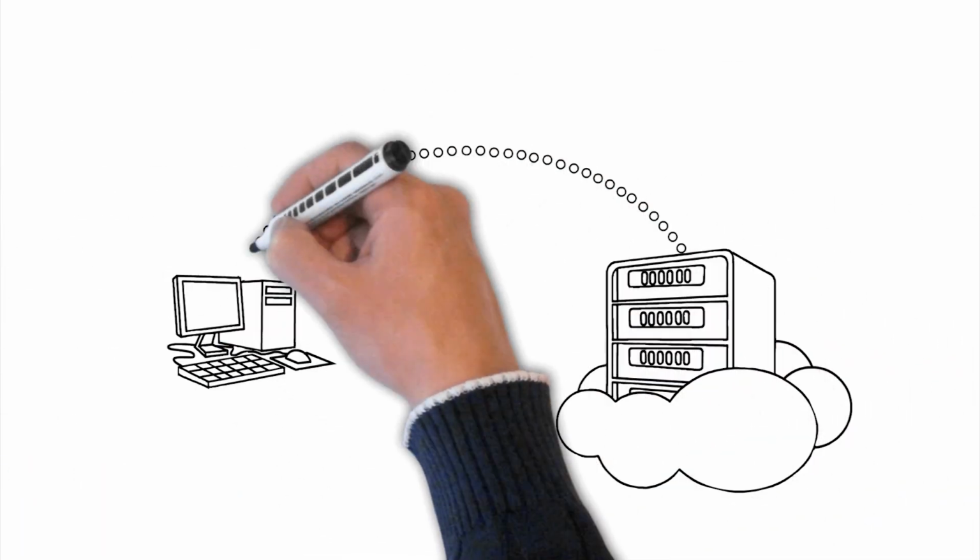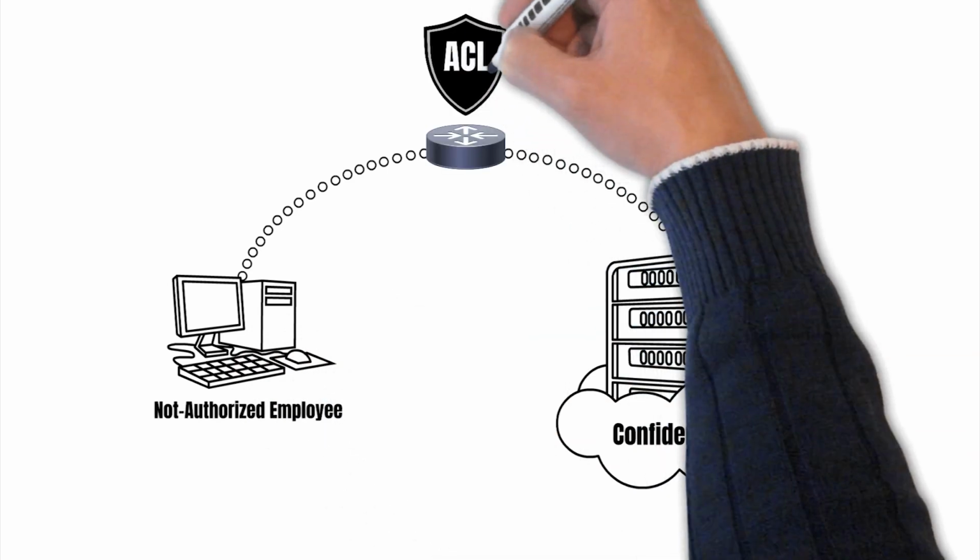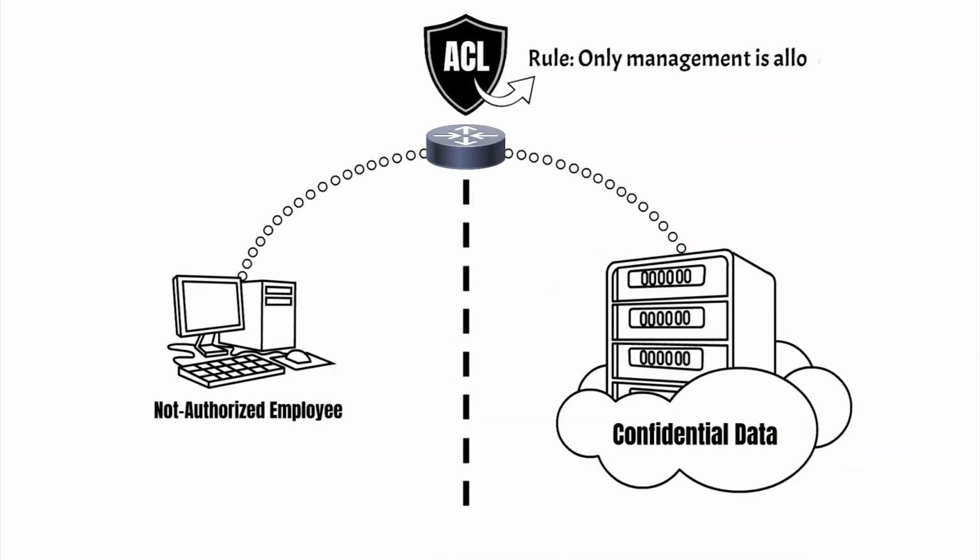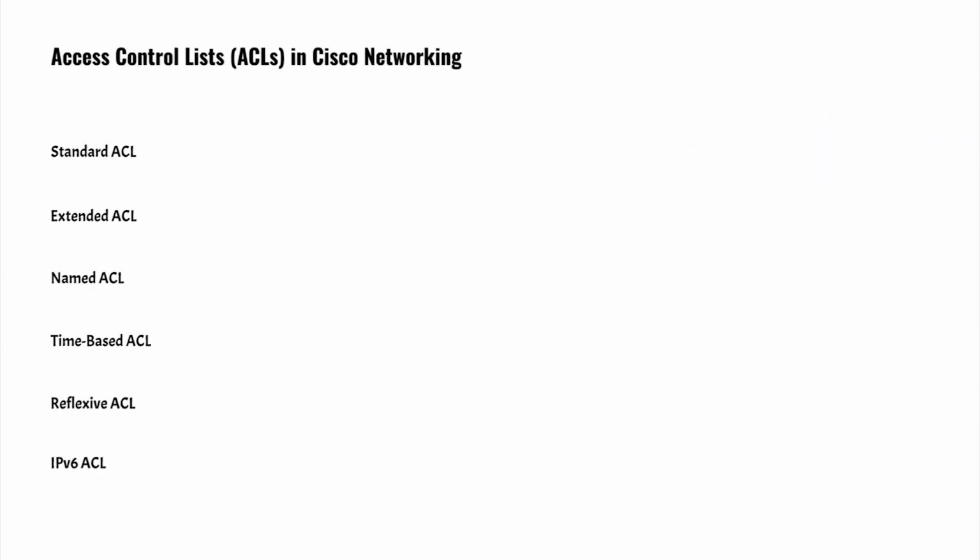ACLs are a crucial security feature that regulate network access by defining rules to allow or deny traffic. They ensure that only authorized users can access specific resources while restricting unauthorized access. Let's quickly dive into the different types of ACLs and explore their practical applications.